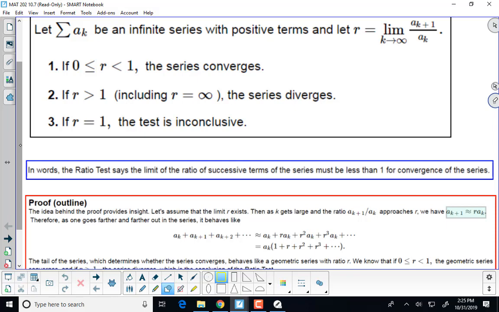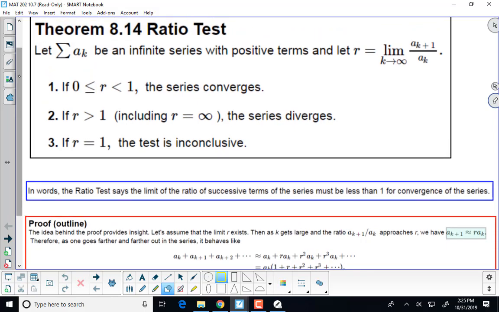Okay, so the root and the ratio test. These are two tests that you use quite a lot, because all the tests that we've seen up to this point are pretty particular.